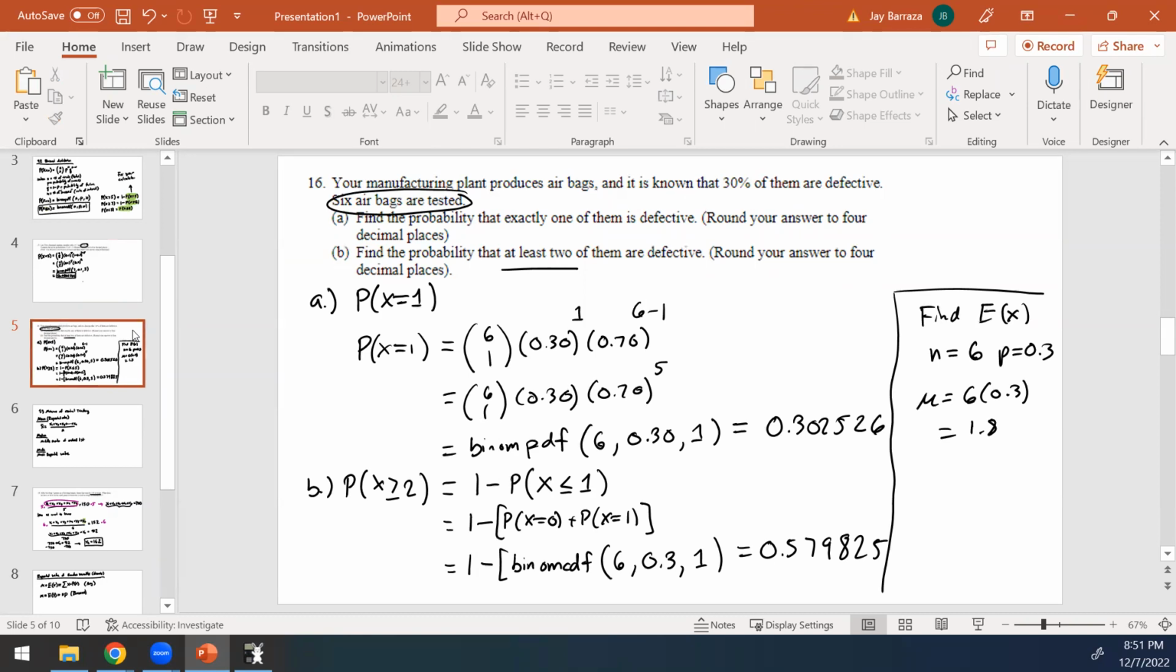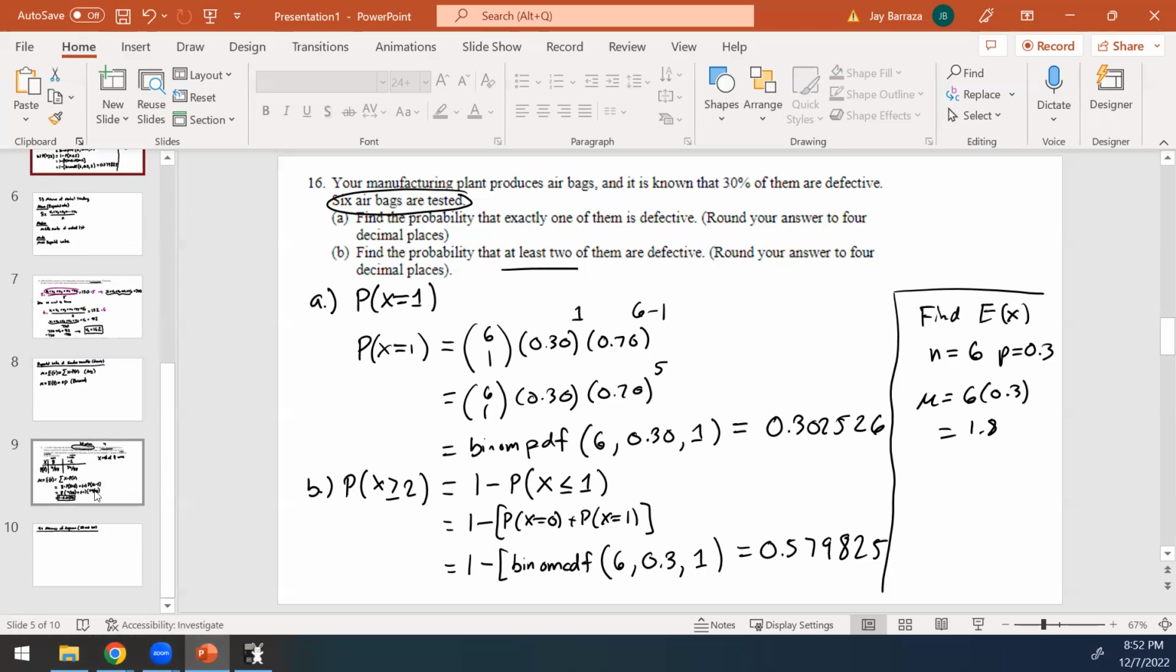Just got to find N and P, which you already know. Does that make sense? That's the beauty of binomials. It's that simple of a formula, whereas the other one, not so much. Okay. Did that help you? I just want to make sure.